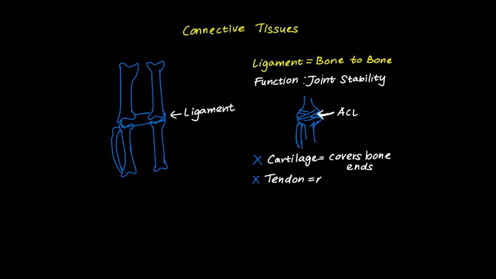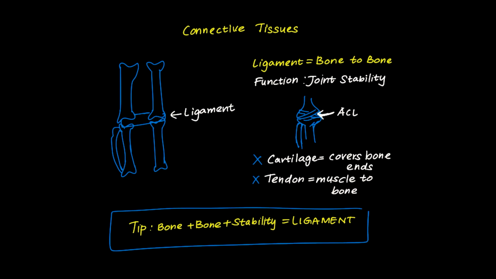Here's a WGU C458 OA exam tip for you. When you see bone to bone and stability in the same question, think ligament. Quick recall hook: ligament equals linkage between bones.